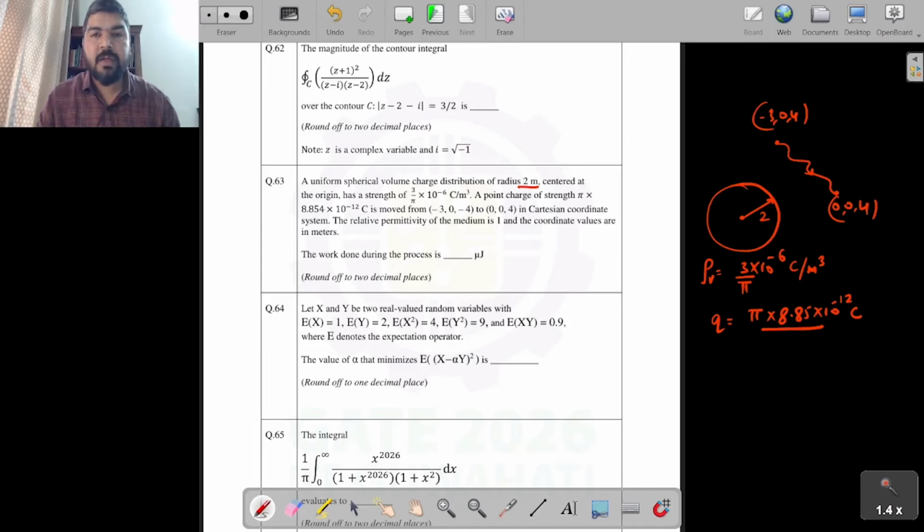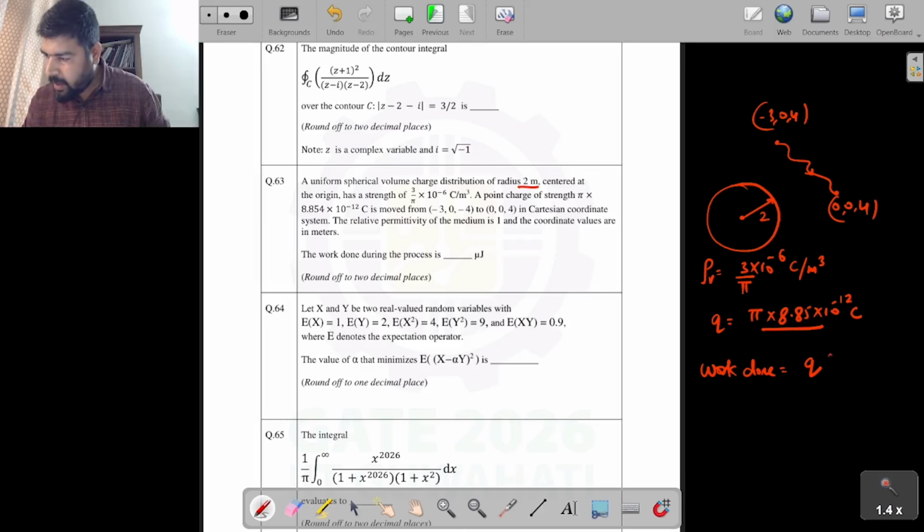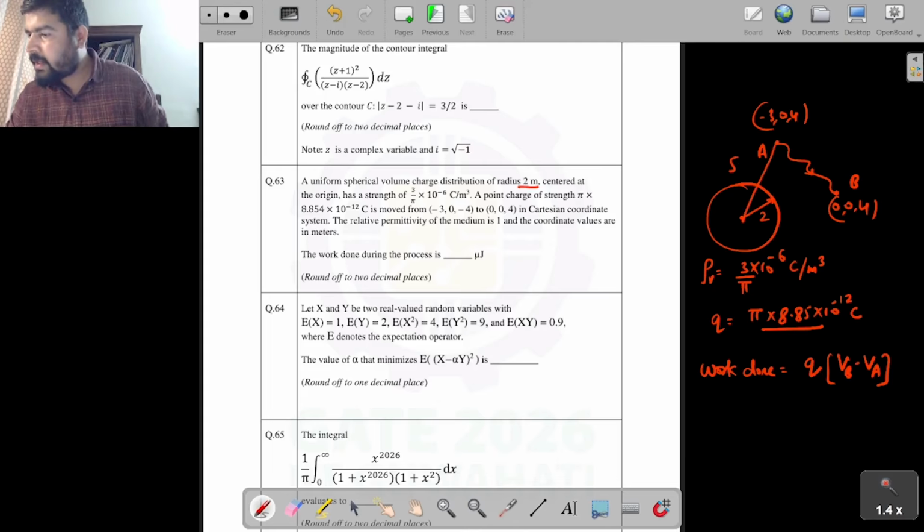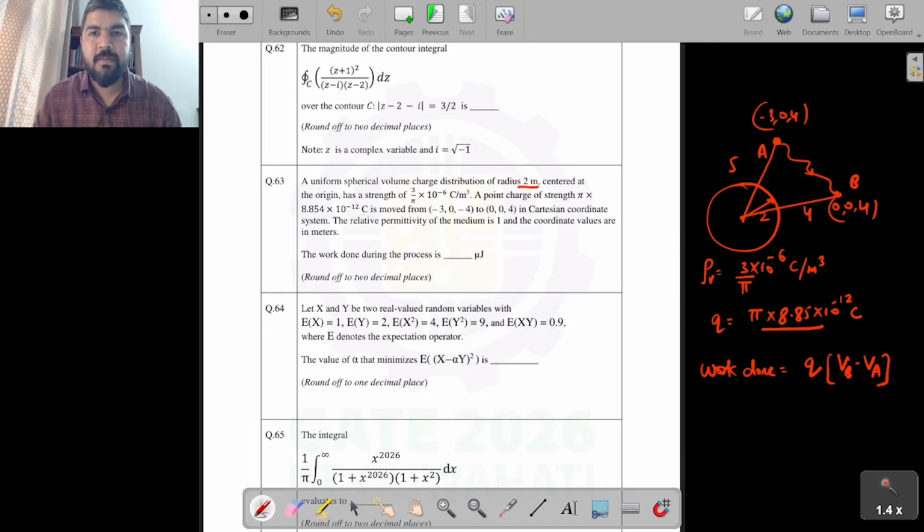Now how to calculate the work done? It's very simple. The work done is equal to the test charge q into change in potential. Let's call the first point A and the second point B, so VB minus VA. Since this radius is 2 and this length is 5 and this length is 4, these locations are outside the spherical charge distribution.